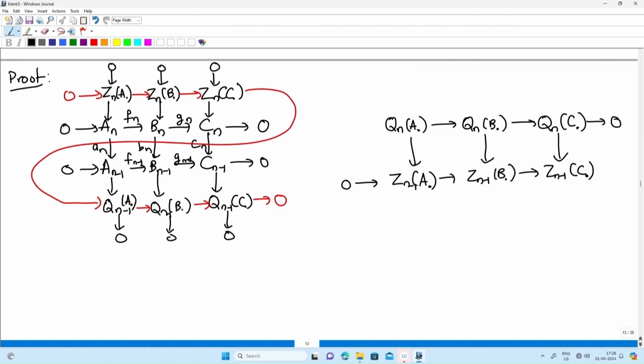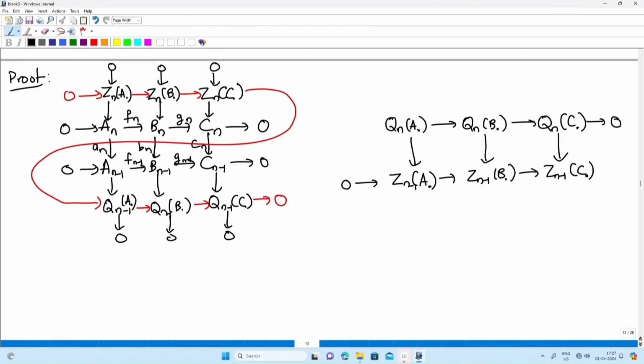But now look here. When you take its composition with the previous one, that must be 0. We can see that it must factor through the co-kernel. If two elements have the same image, if their difference lies in Zn a dot, then they must map to the same element. So therefore, it must factor through the quotient. So we have induced maps from Qn a dot to Zn minus 1 a dot, Qn b dot to Zn minus 1 b dot. This is just induced from An. We are not doing anything else here.